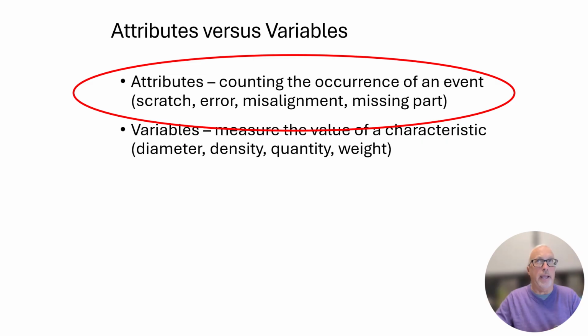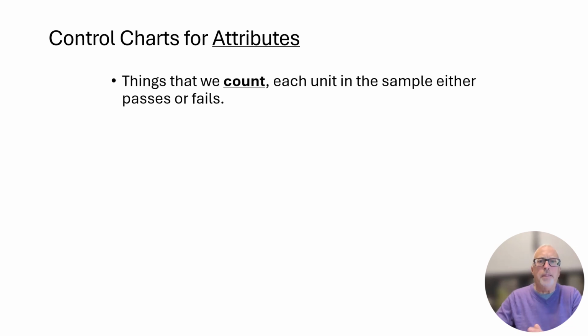Variables, we use X bar charts and R charts. For attributes, we either use P charts or C charts. In this case, we're going to look just at P charts, and I'll explain C charts separately. So here we go. Things that we can count, each unit in the sample either passes or fails. So you may want to think of P charts as P for pass charts versus fail charts.